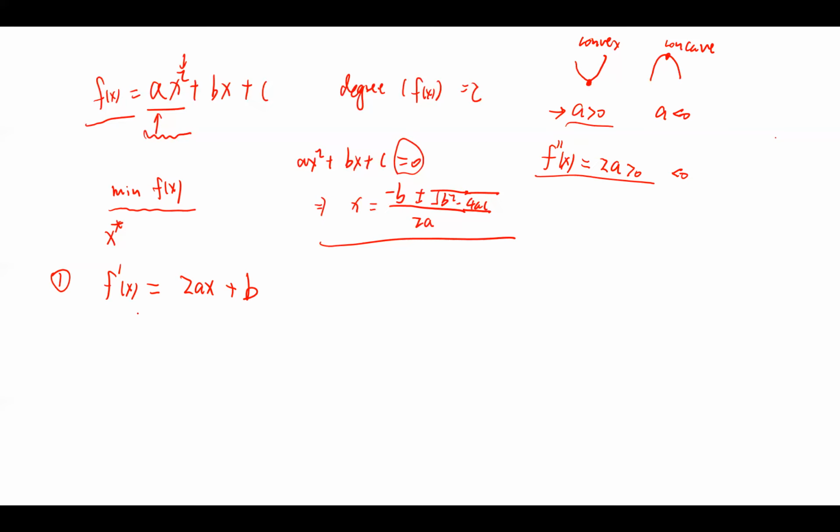Okay, back to here. The second derivative helps us detect if the function is concave or convex. The first derivative, however, helps us locate where exactly the minimum point is. So how do we do that? We just set it equal to 0, because we know at this specific point the slope is going to be 0. Then this gives us the solution, which is negative b over 2a.